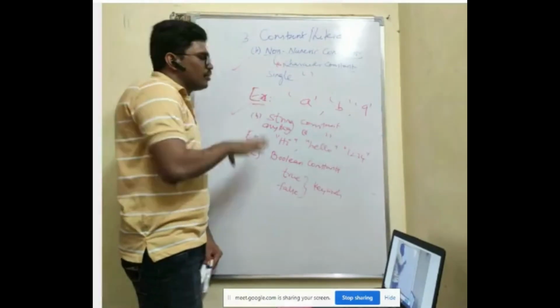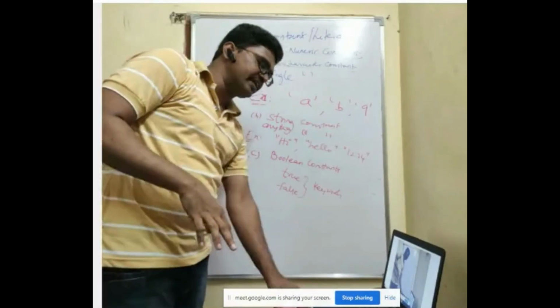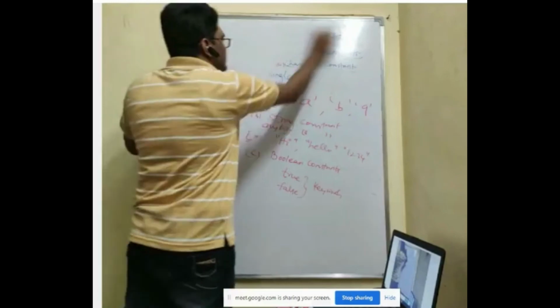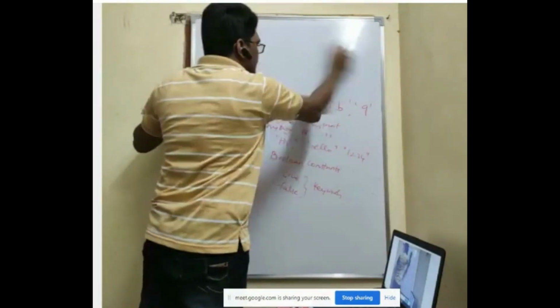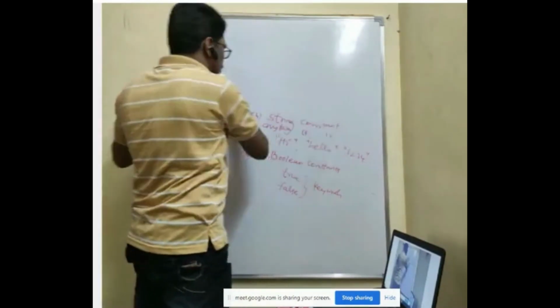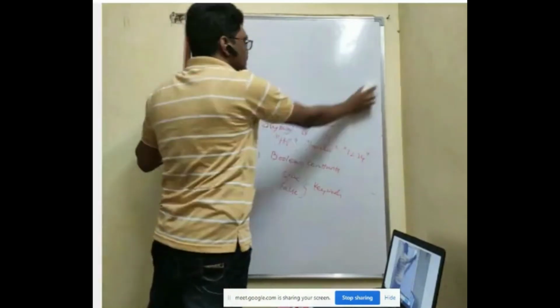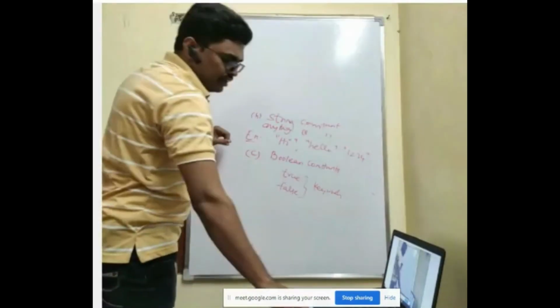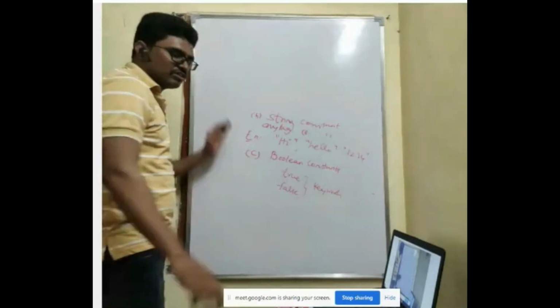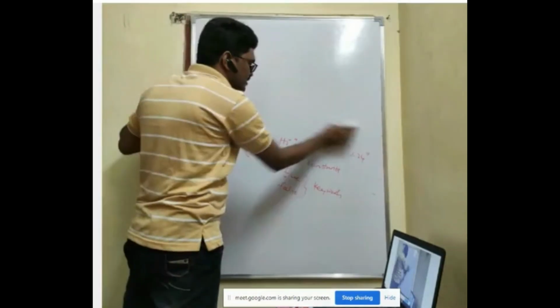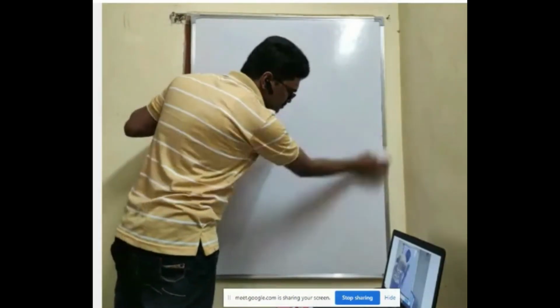Okay, so this is about constants. A constant is an identifier whose value cannot be changed throughout the program. Constants are classified into two types: numeric constant and non-numeric constant. We have seen the classification of numeric constants, and the classification of non-numeric constants also. Is it fine? Any doubt on this?